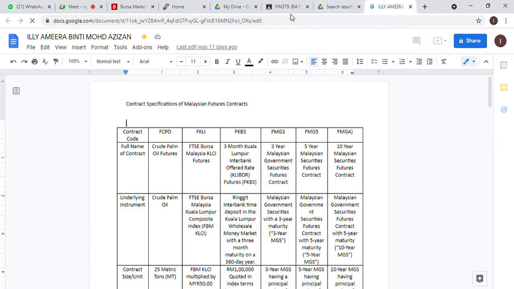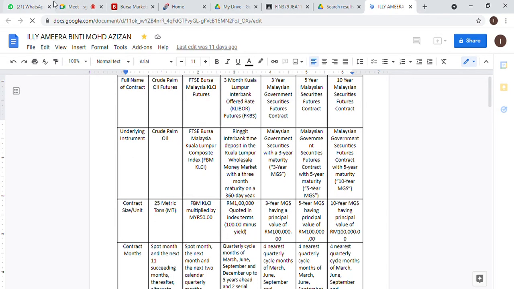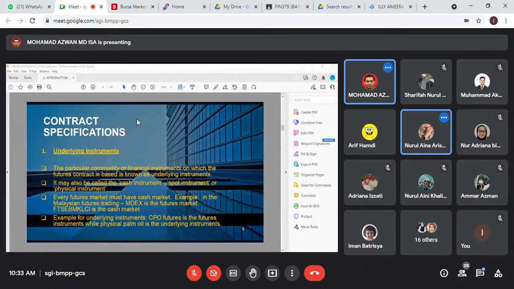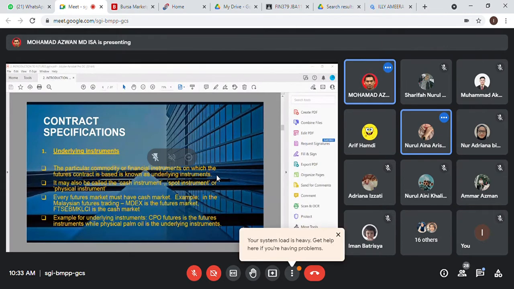Iman Batrisha dah ada? Iman Batrisha. Lukman? Ya, saya dah ada balik. Lukman Nur Ikram. Ada?